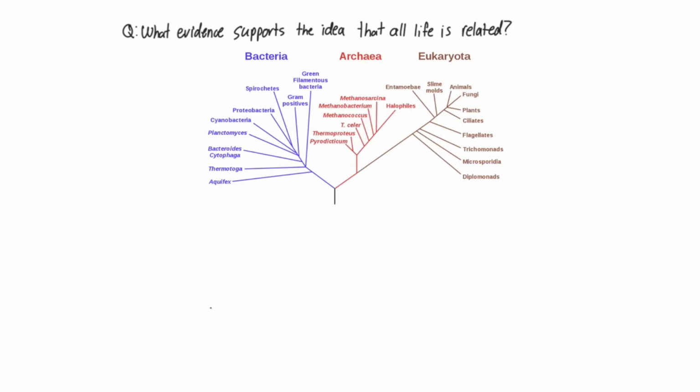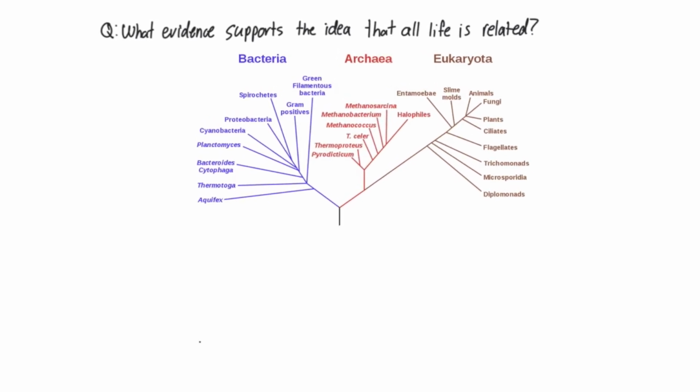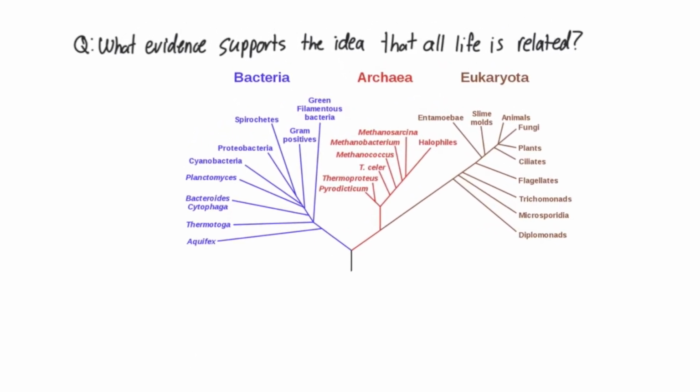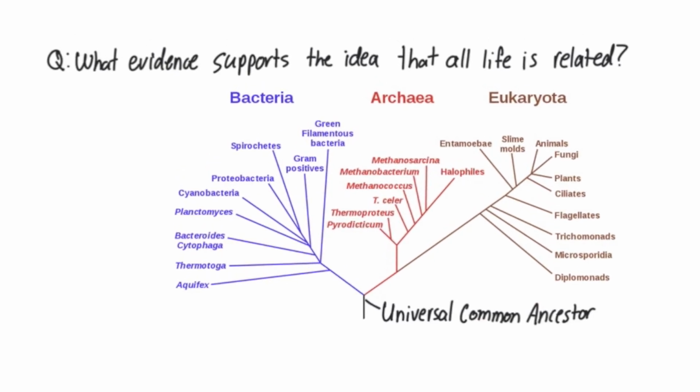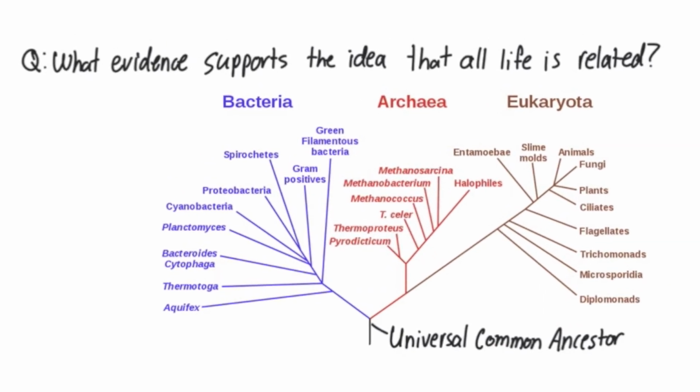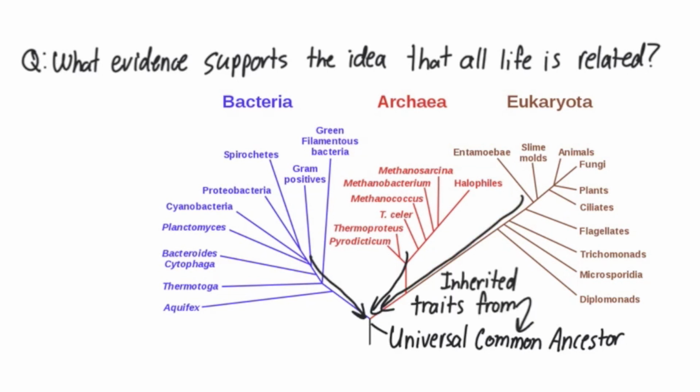Now here is a simplified phylogenetic tree showing the relationships of most of the main groups of organisms that presently exist on Earth. If all life is indeed related, that means that all current species have a universal common ancestor, as shown here. If this is true, then we would expect that all species on Earth would have inherited at least some traits from this last universal common ancestor, and therefore each species on Earth would share some traits with all other species.